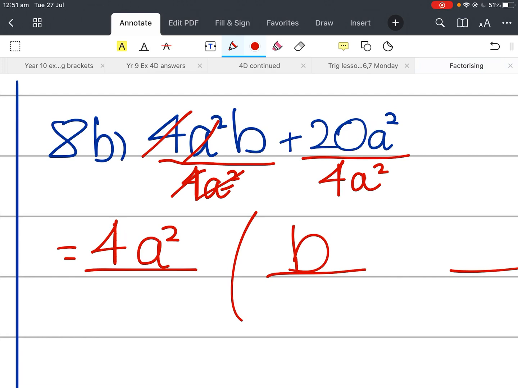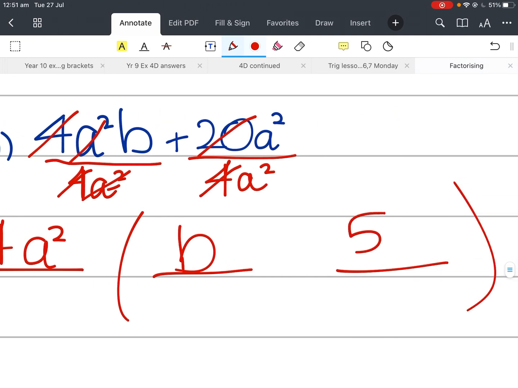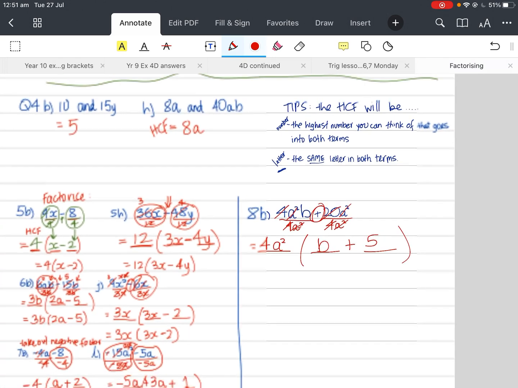Okay, and again 20a squared over 4a. 4 goes into 20 how many times? Hopefully you said 5. And a squared goes into a squared once, so there's no letters left. There's a plus in the middle, so I put a plus in the middle.